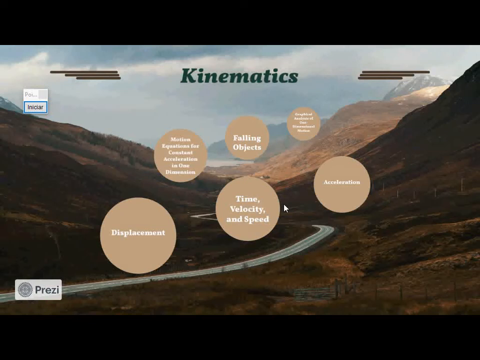Alright people, welcome to our new video, and today we're going to move on in this topic of kinematics with time, velocity and speed. Previously we saw displacement and we saw three topics there, and today is going to be basically the same, three new topics. This time they're going to be time, velocity and speed. And well, velocity and speed are very similar, so let's see what is the difference here.